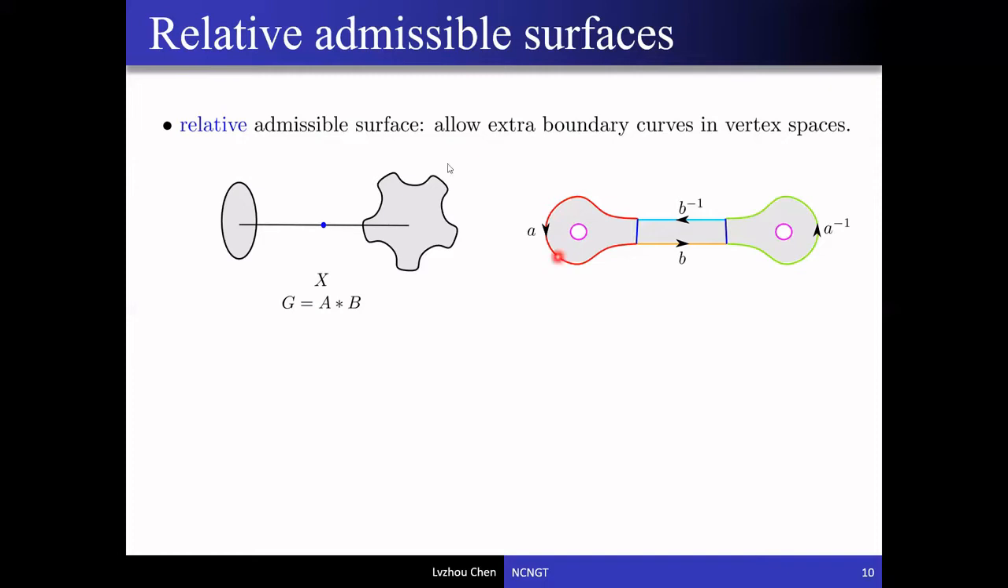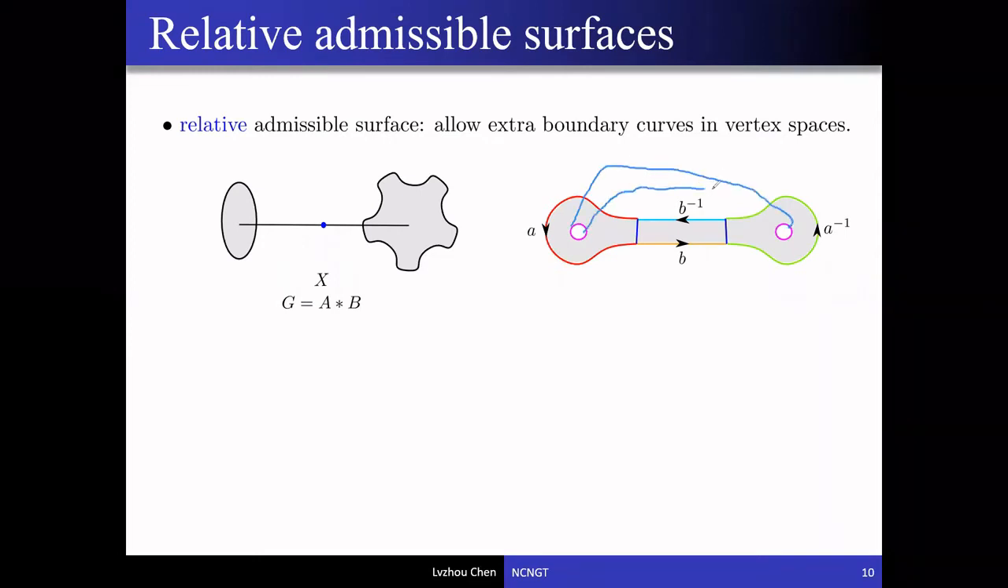Note that in this case, we can actually add an annulus to close up the surface to make it into a genuine admissible surface. However, adding an annulus does not change the Euler characteristic. So the main point of introducing the relative admissible surface is that we can actually work with these simpler pictures, which doesn't really change the notion of complexity.